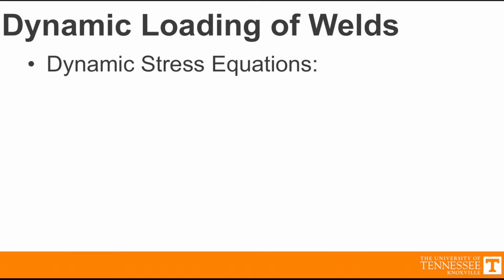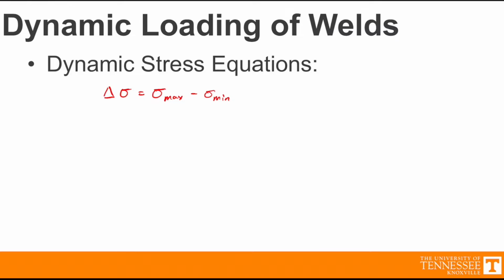First, we want to start off by looking at the dynamic stress equations. We know that through a lot of testing that's been done, when materials are loaded dynamically, they fail at lower stresses than when they're loaded statically. And there are a few equations that drive how we describe the amount of dynamic stress on a piece of material. First of all, we have the stress range, which is delta sigma, and that's just the maximum stress on the part minus the minimum stress.